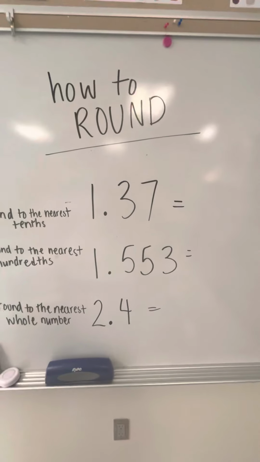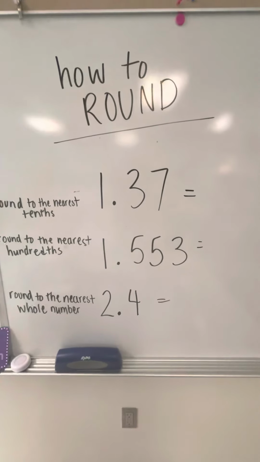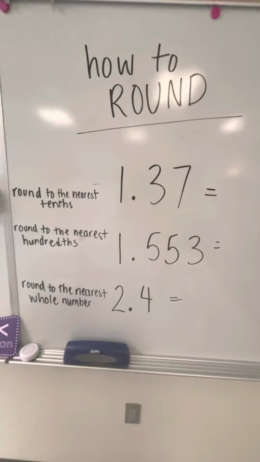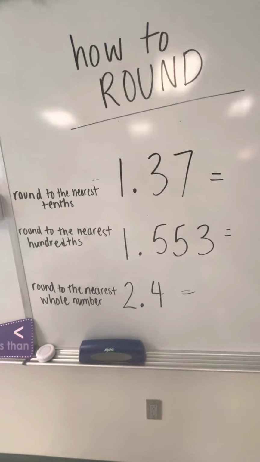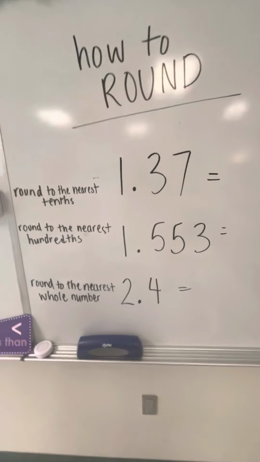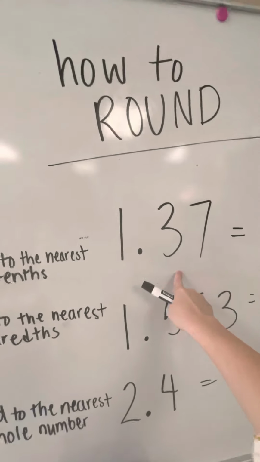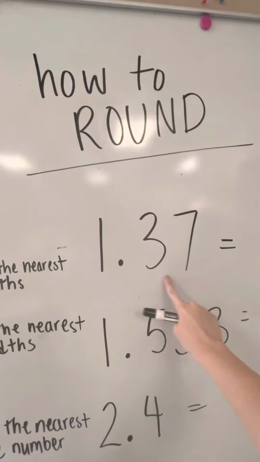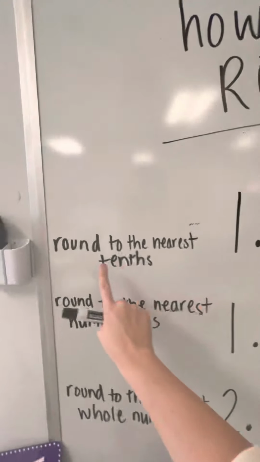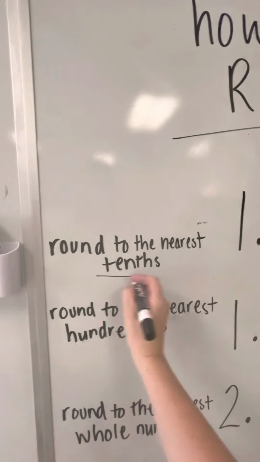All right, guys, I wanted to give you an overview of how to round numbers. We use the backdoor method to round any number that we have to round. So the directions for this first number, which is 1 and 37 hundredths, says round to the nearest tenths place.